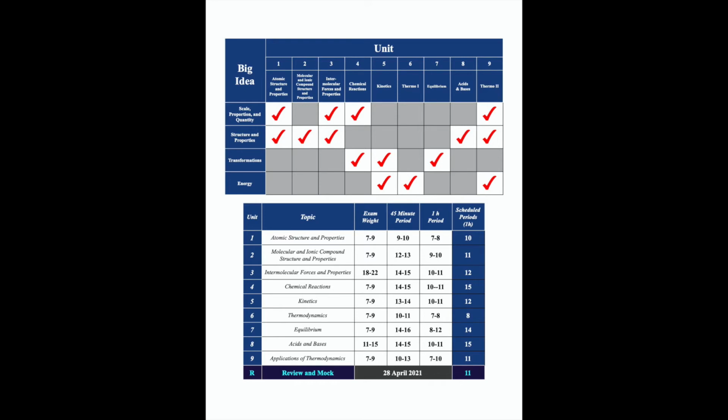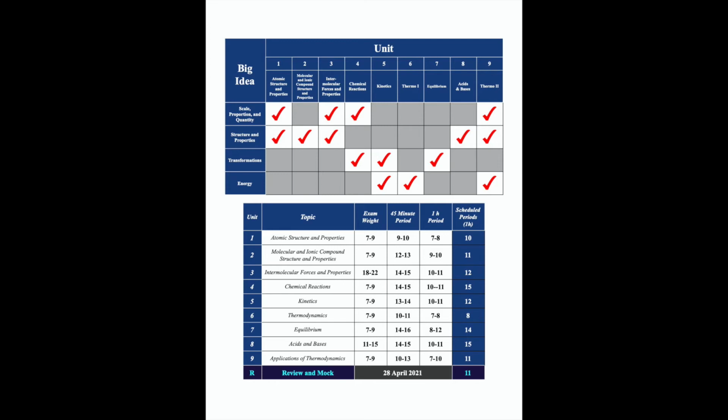Unit 1 is 7 to 9% of the exam by weight, and it's 45-minute periods is what the AP Central syllabus would say, and that converts to 1-hour periods. What we do is 7 to 8 periods, and I schedule 10 periods. So I certainly schedule enough periods in order to accomplish the tasks that are set by AP. Okay, so that finishes the syllabus portion.